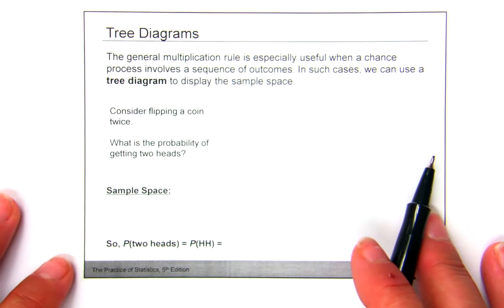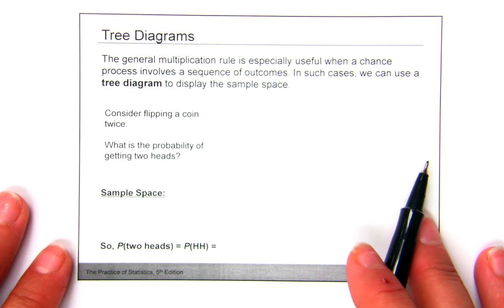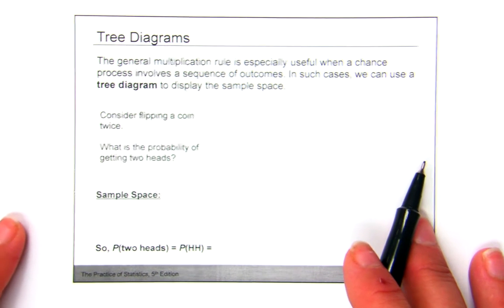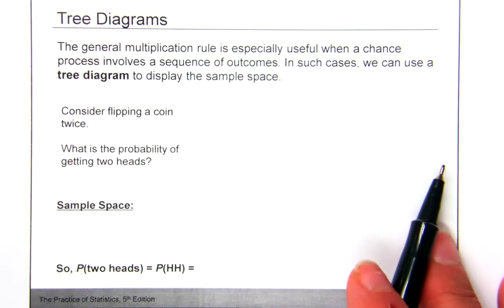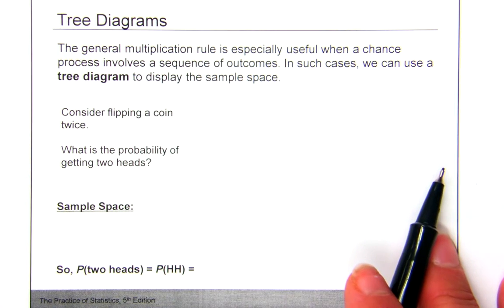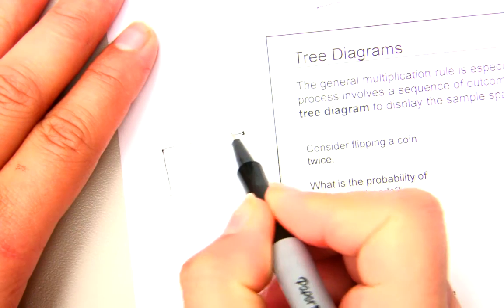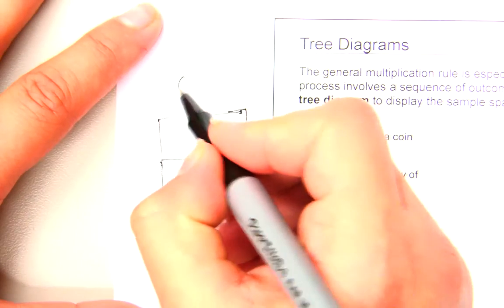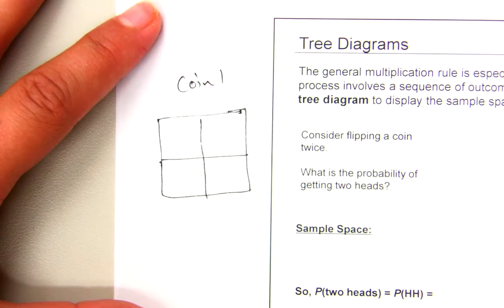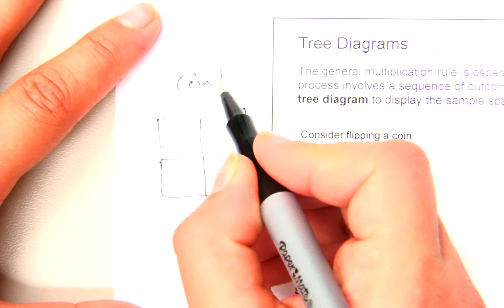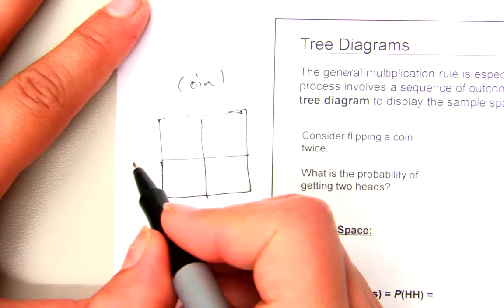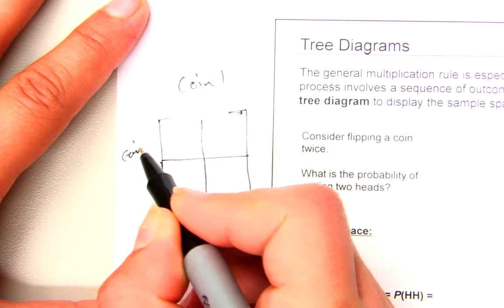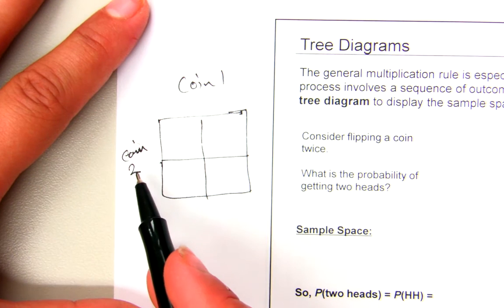So, for example, we'll do flipping a coin in the tree diagram first. The general multiplication rule is especially useful. We're going to do a tree diagram considering flipping a coin twice. Okay, I'm going to do the two-way table for flipping a coin twice first so you can see what's going on. So you have coin 1, which is the first flip, and coin 2, which is technically the second flip.